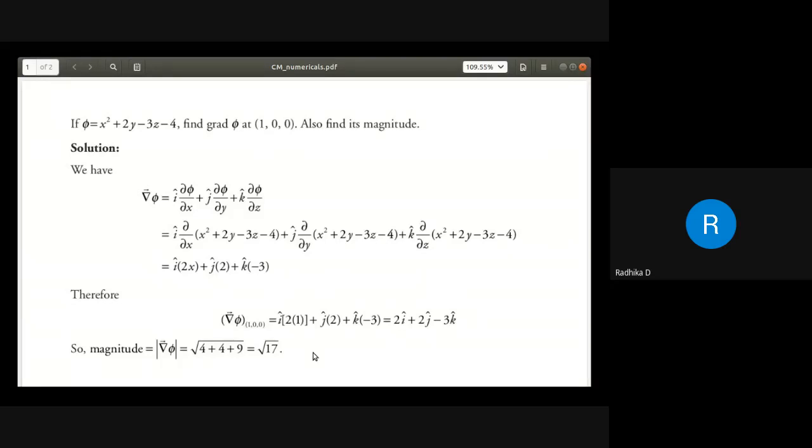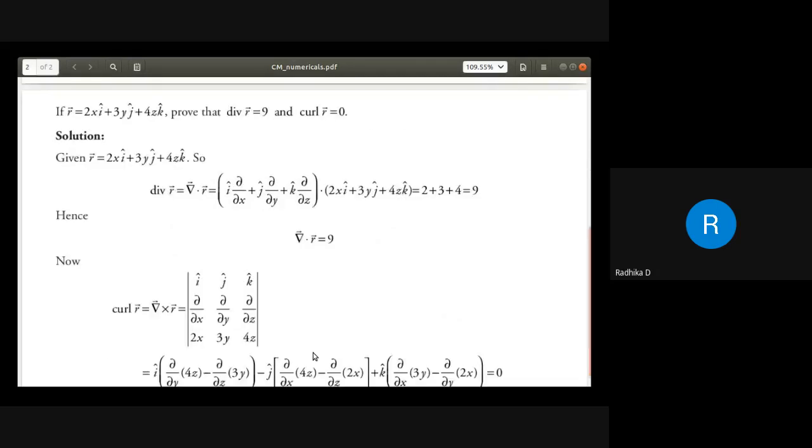Next, you're going to do both divergence and curl. So this is the next question. You have been given the function, vector r is equal to 2x i plus 3y j plus 4z k. Whenever you write this function, be very careful: whenever there is i, j, k, you should put the hat symbol, then only you will know that this is a unit vector. You're being asked to find the divergence and curl, or in another way, prove that divergence of vector r is 9 and curl of r is equal to 0.